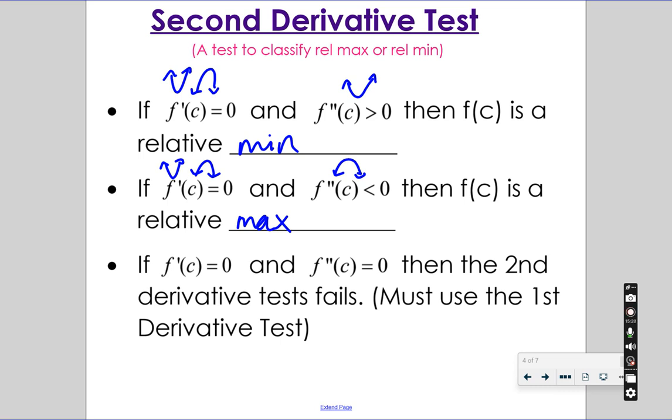If the first derivative is 0 and the second derivative is 0, at that point, I just think we don't have enough information to know exactly what's happening there.